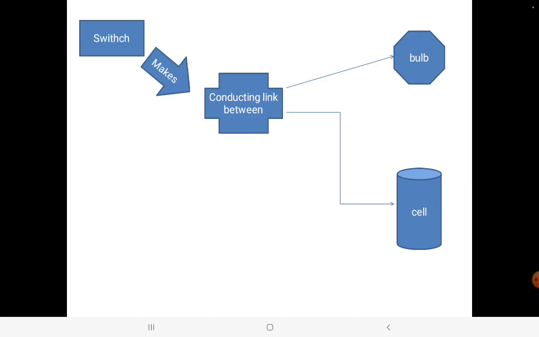Next, switch. Switch is a conducting link between either the bulb and the cell. That means the switch is the link in the electrical circuit. Later on we will discuss the circuit. Clear? Just see the introduction. You can see here, the switch makes a conducting link between bulb and cell.